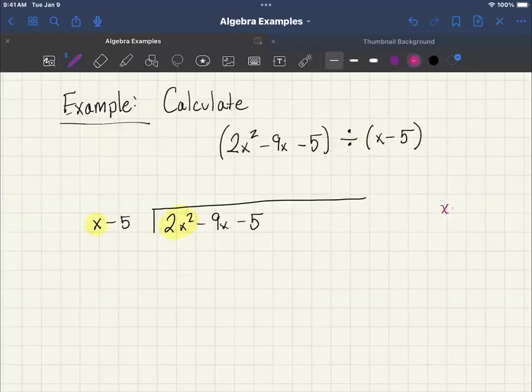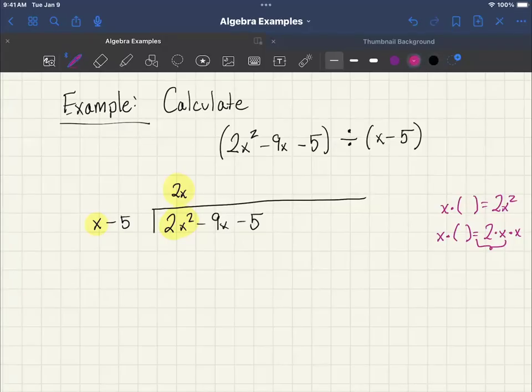We want to know, what do we multiply x by to get 2x squared? That's going to tell us what we put on top, right? That's going to give us our solution up here. So in other words, I'm going to rewrite this, our 2x squared becomes 2 times x, and you'll notice if you pull off an x, what's left over is 2x. So we're going to put that 2x up top, right? 2x times x gives us 2x squared.